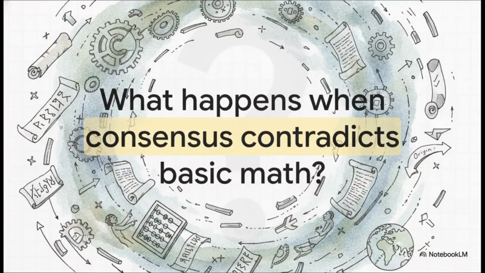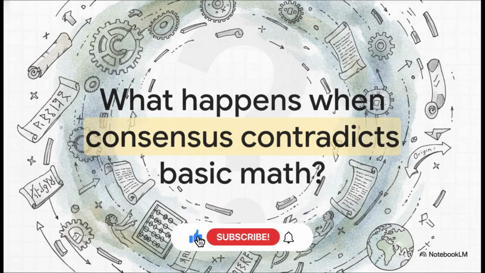Which leaves us with this final, incredibly vital question. What exactly should the academic community do when standard consensus contradicts standard arithmetic? Do we change the dates? Do we rethink the evolutionary steps entirely? Or do we need a completely new framework?